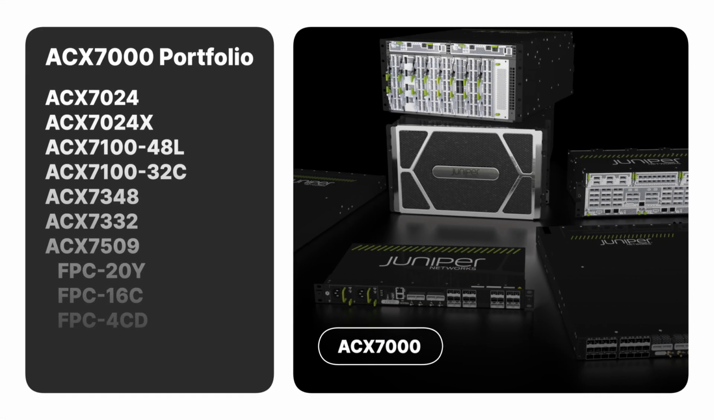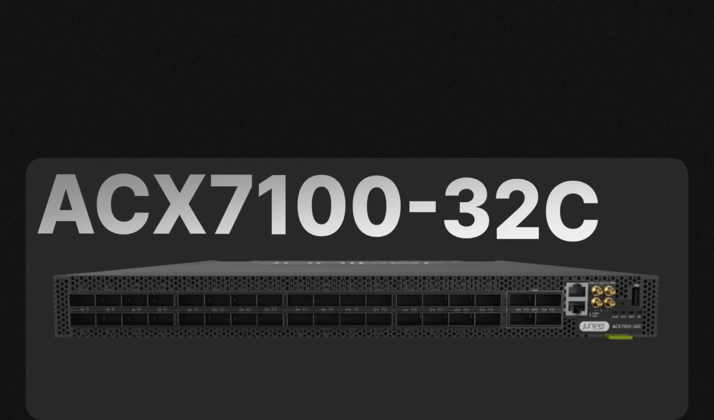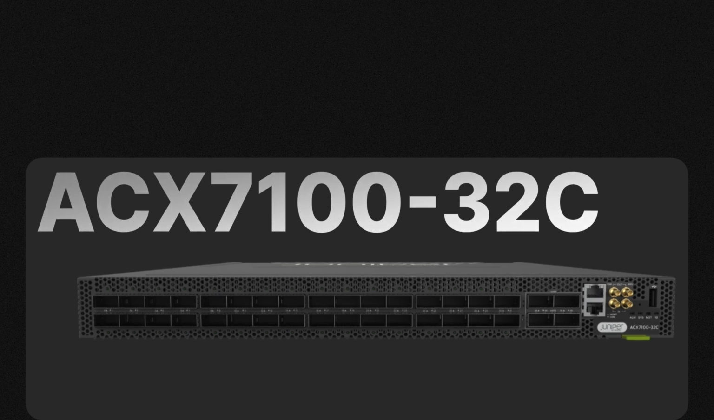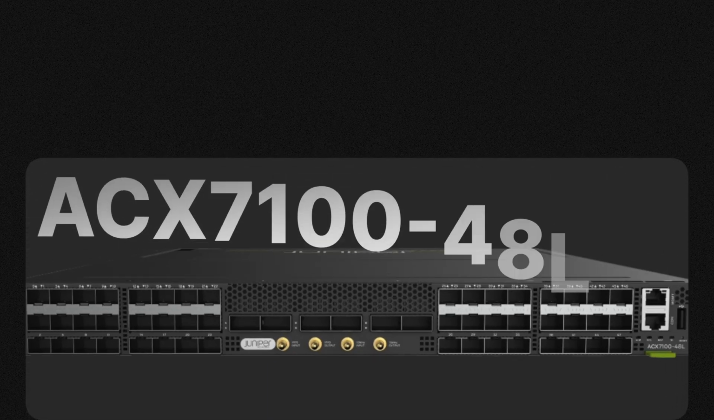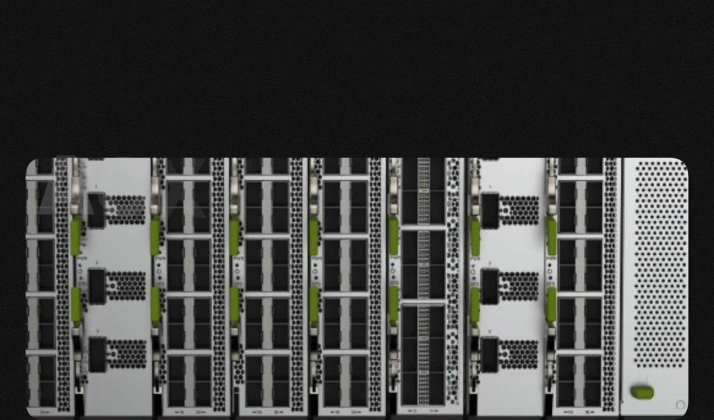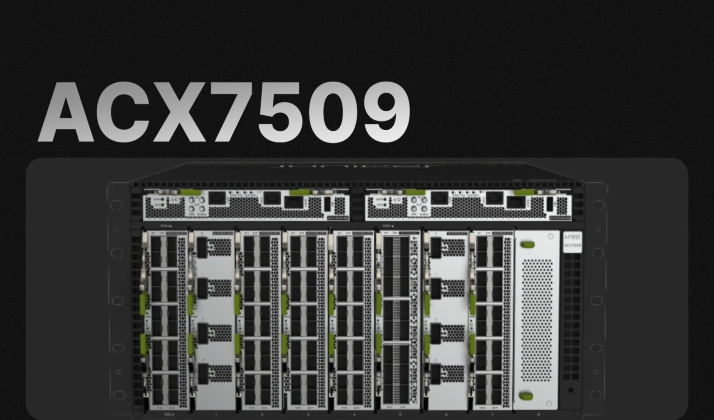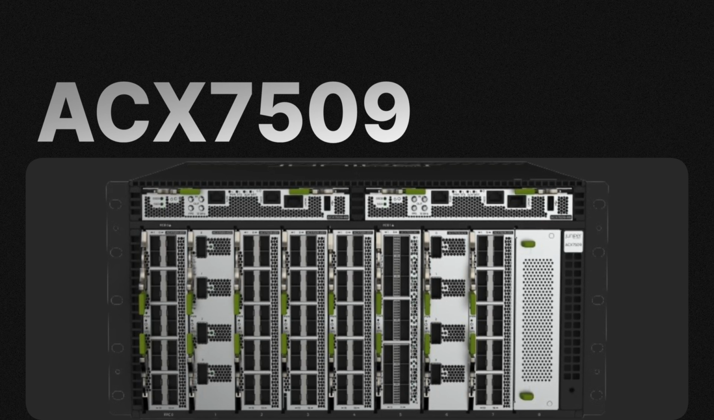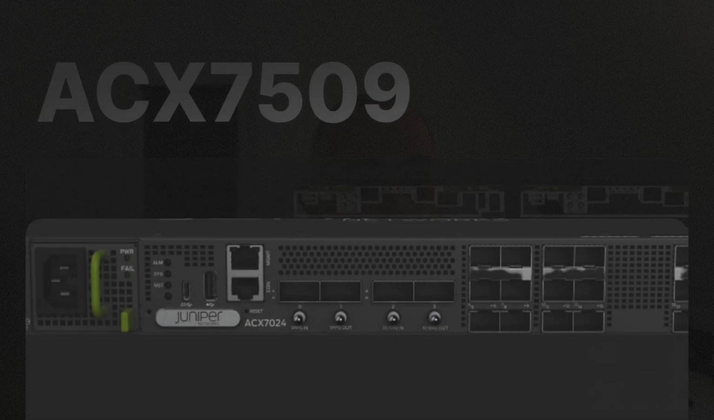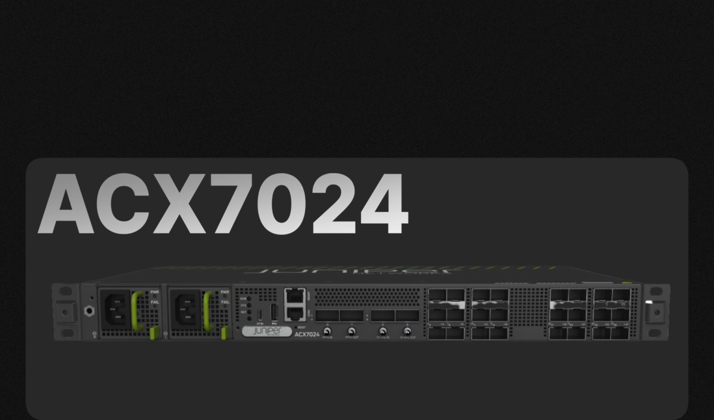What we do have today on the portfolio is the following: an SCX7100 32C, another version 48L, that's the 1RU boxes with 4.8 terabit per second of forwarding capability. We do have the SCX7509, 5RU high, control plane and forwarding plane redundancy, and 3 different types of FPCs. And we also have the SCX7024, which is Ultron, the smallest platform today for aggregation from SFP to 100 gig.